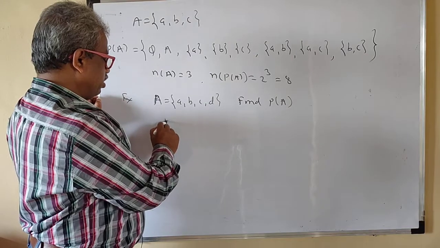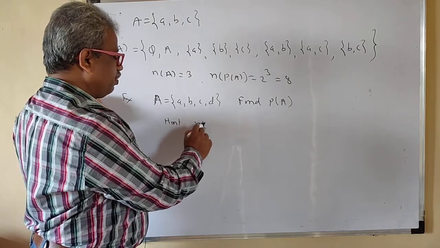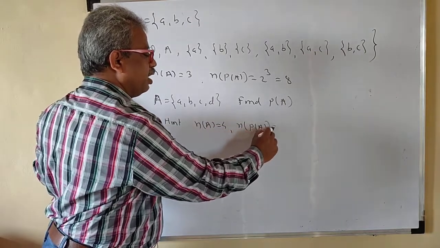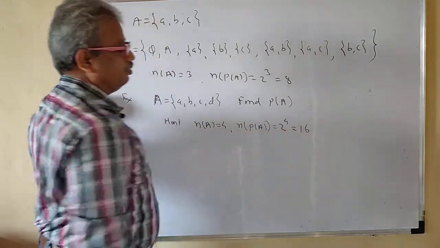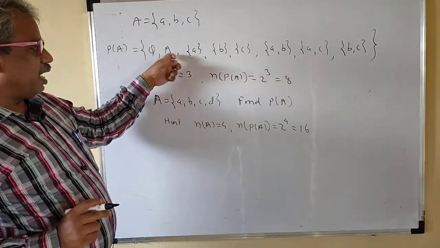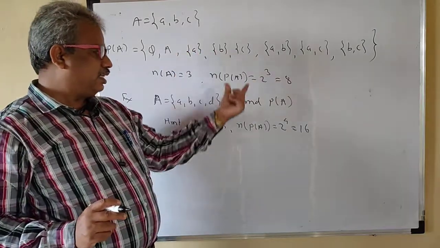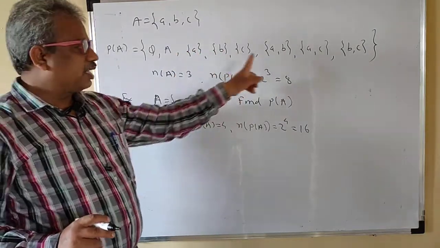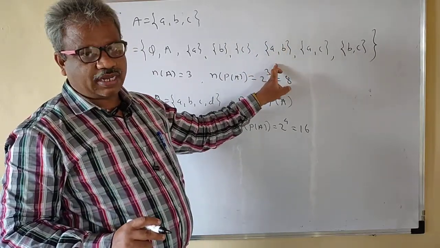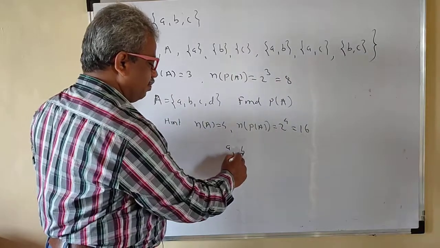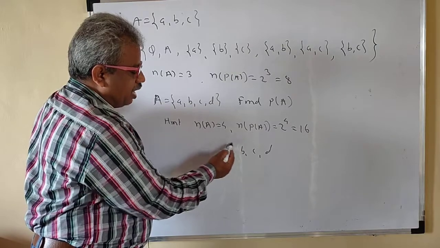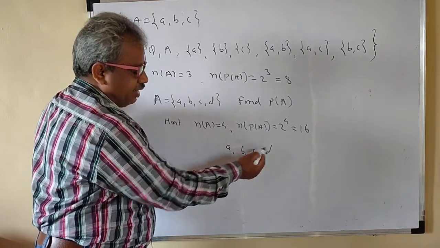So as a hint, I will give the hint. The number of elements in A is equal to 4. The number of elements in the power set of A is 2 raised to 4, which is 16. Right? That should be 16. How can you write this? First the empty set, then the singletons: {a}, {b}, {c}, {d}. Then the doubletons: take a with b, a with c, a with d. Then take the first element as b: b with c, b with d, and c with d.